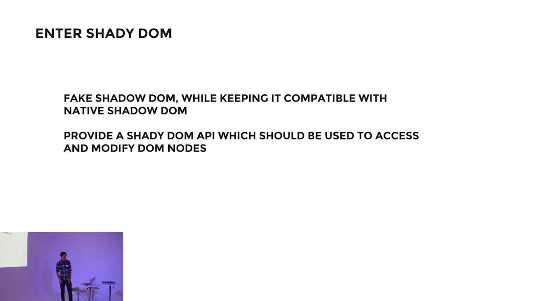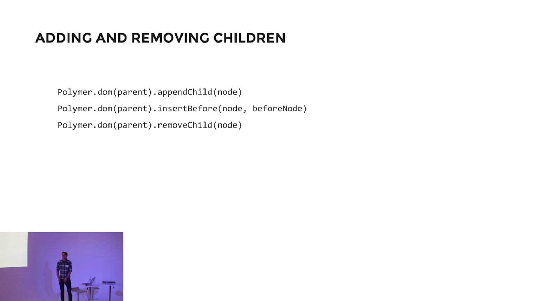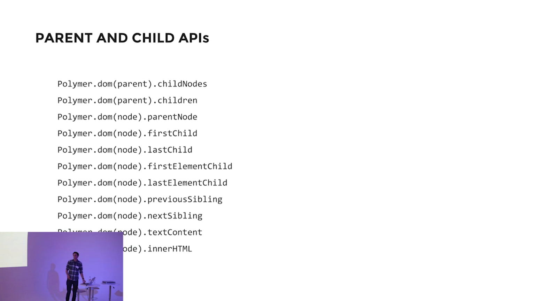So what the Polymer team did is build something called the Shady DOM, which basically creates a fake Shadow DOM by namespacing CSS and at the same time makes it very compatible with the native Shadow DOM. So to use it, you need to use Polymer's DOM API. So it's very similar to vanilla JavaScript. So you've got all your adding and removing children methods that you can use here. Accessing parent and child APIs is all very familiar.